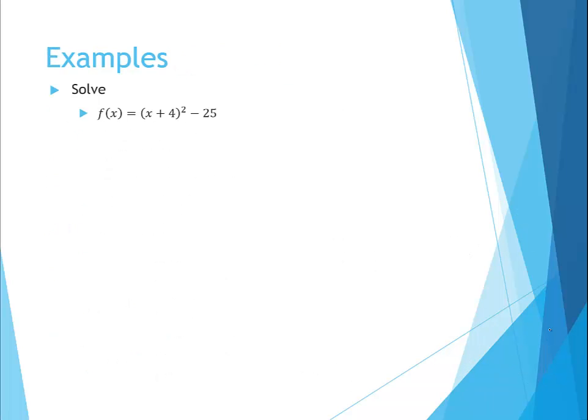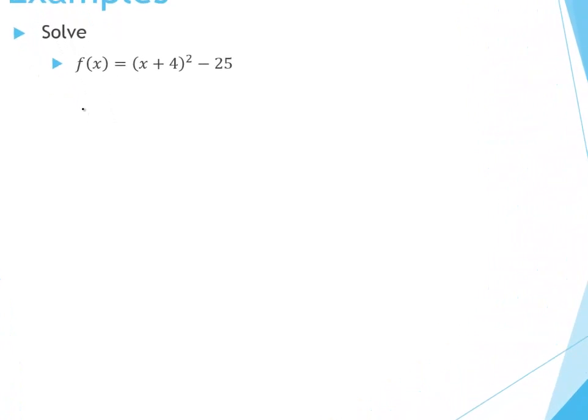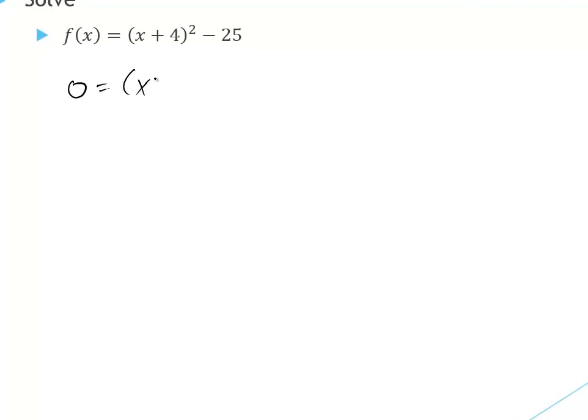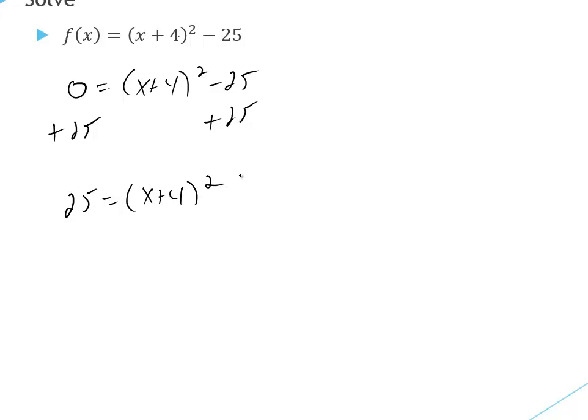Okay, solving. First step when solving is to write down your equation first, and then set what equal to 0? Your equation. So we'll have 0 equals x plus 4 squared minus 25. Next step is to get rid of your remainder, so add 25 to both sides, and you'll get 25 equals x plus 4 squared. There's no a to divide by, so skip that step. Next, we're going to get rid of the square, so square root both sides. The square root of 25 gives you plus and minus 5.